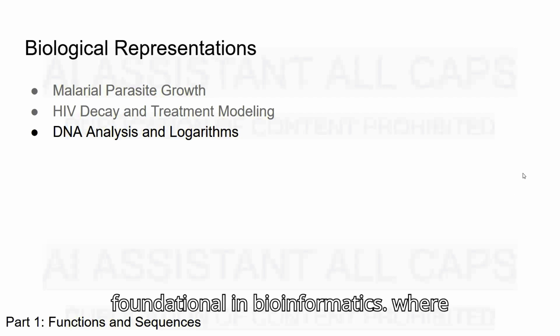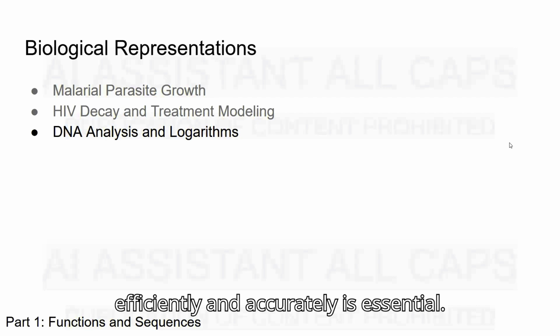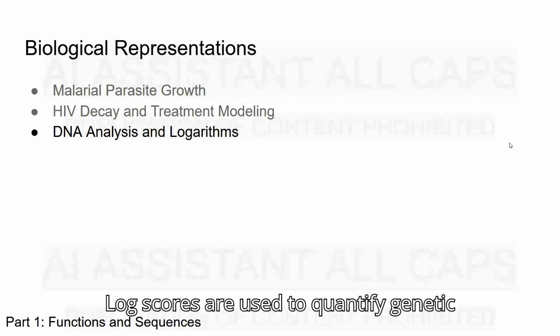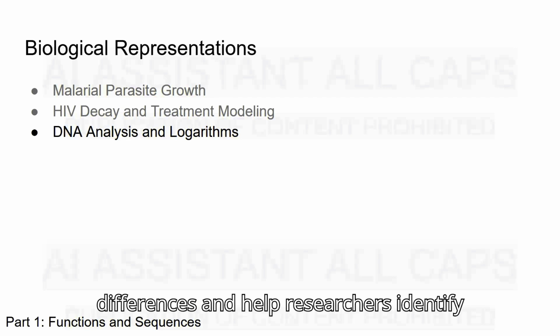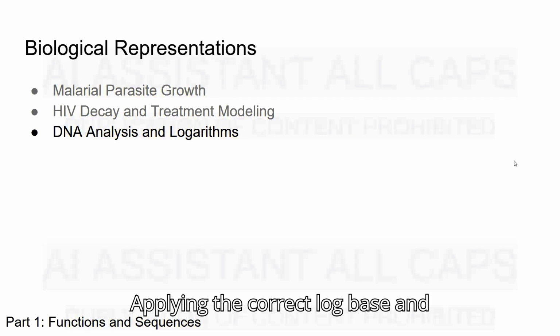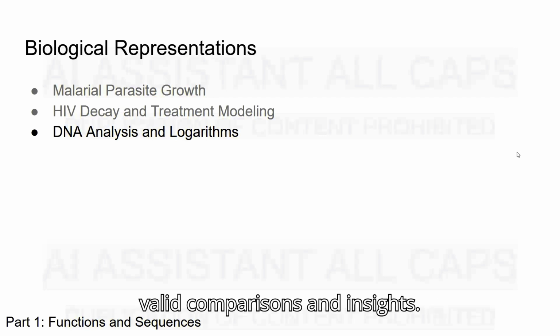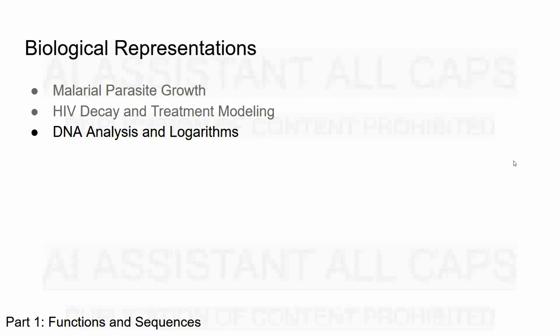These tools are foundational in bioinformatics, where interpreting raw genetic information efficiently and accurately is essential. Log scores are used to quantify genetic differences and help researchers identify related genes or mutations. Applying the correct log base and transformation is crucial for ensuring valid comparisons and insights.